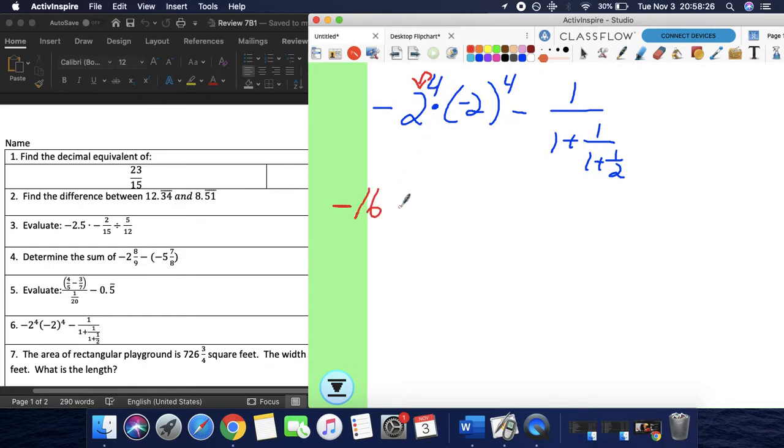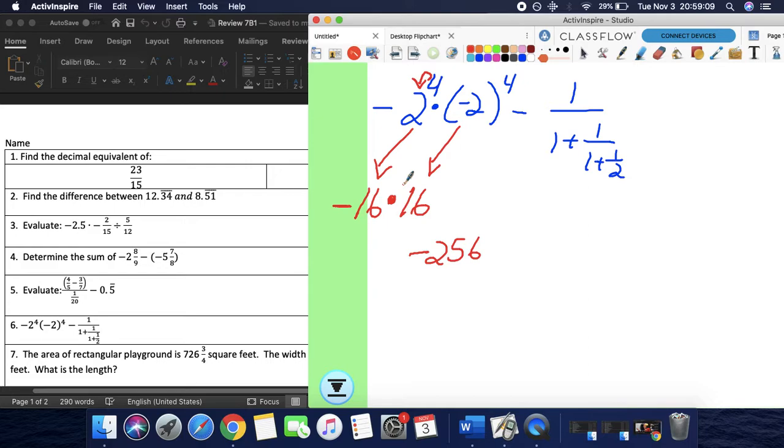So that becomes this. Times, and now this is different because the parentheses has the negative 2 inside. Everything inside the parentheses is raised to the 4th power. So in this case, you're multiplying negative 2 times negative 2 times negative 2 times negative 2, which gives you positive 16. Alexa, what's 16 times 16?